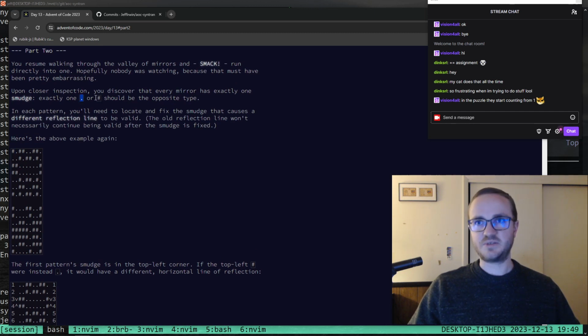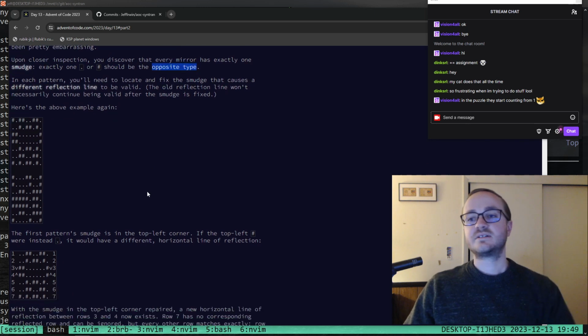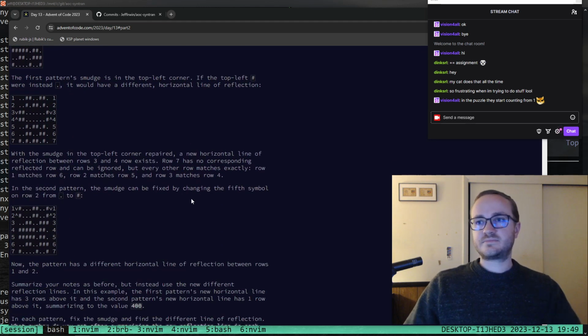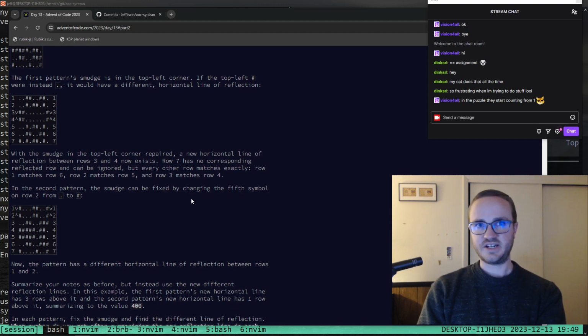Okay, so a dot could become a hash, or a hash could become a dot. It could go either way. So this is like error detection.